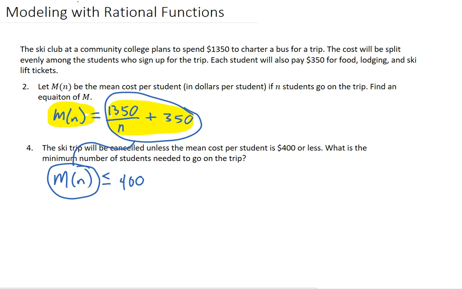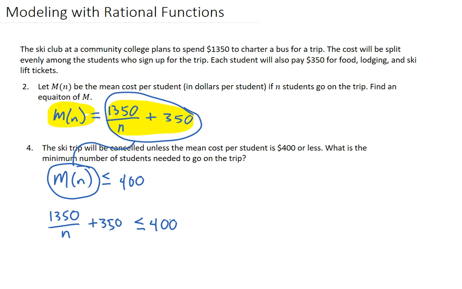So what that ends up looking like is 1350 over n plus 350 needs to be less than or equal to 400. If you do it that way, your inequality will end up facing the right way. If you don't, it's really easy to double think yourself and get it facing in the wrong direction. So once you get it set up like that, what we're doing is solving a rational inequality. This is going to be similar to solving a rational equation, but if we multiply or divide by a negative, it's going to cause that inequality symbol to flip. That won't come up in this problem, so we don't need to worry about that.